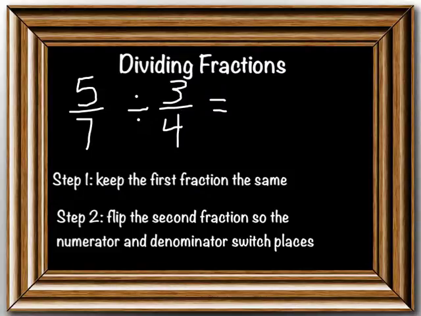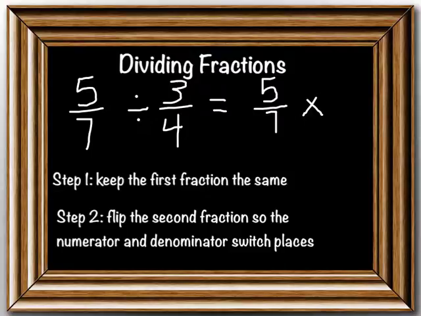So I have 5/7 divided by 3/4. We actually need to turn this into a multiplication problem. So I'm going to keep it. It says flip the second fraction so the numerator and denominator switch places. If we flip the fraction, we have to flip the sign. The opposite sign of division is multiplication, so I'm going to put that sign in the middle.